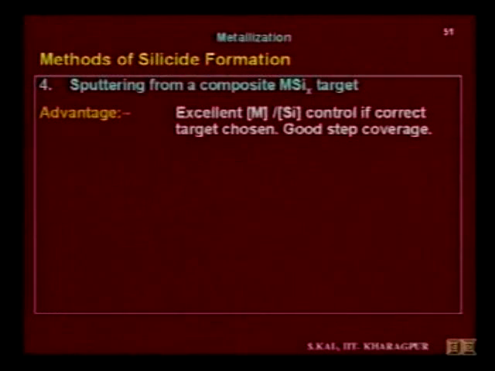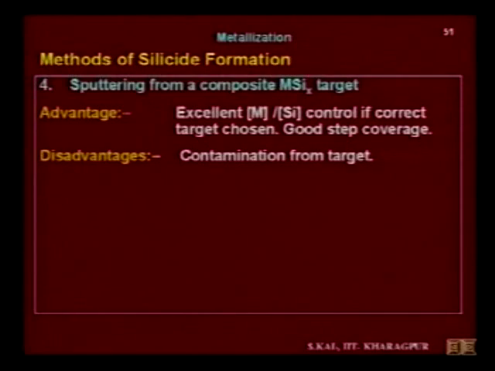So there, the advantage is excellent MSI ratio, that means metal to silicon molar ratio. You can control it in a good manner if the correct target is chosen. That means already in the target, this MSI ratio is maintained. The same thing you are depositing by the sputtering method. So always it will be maintained there. Good step coverage. Disadvantage, contamination from target.